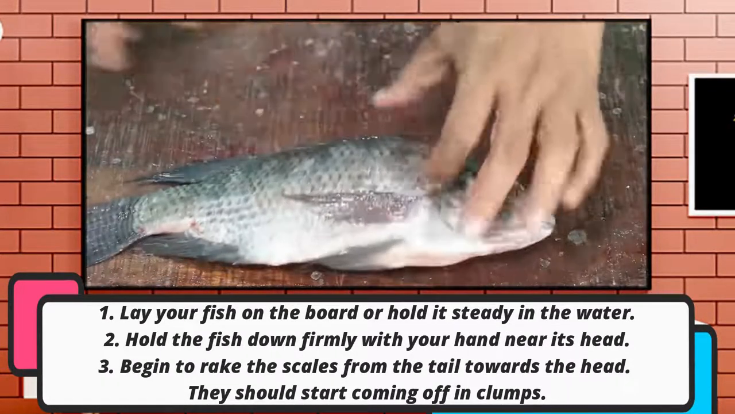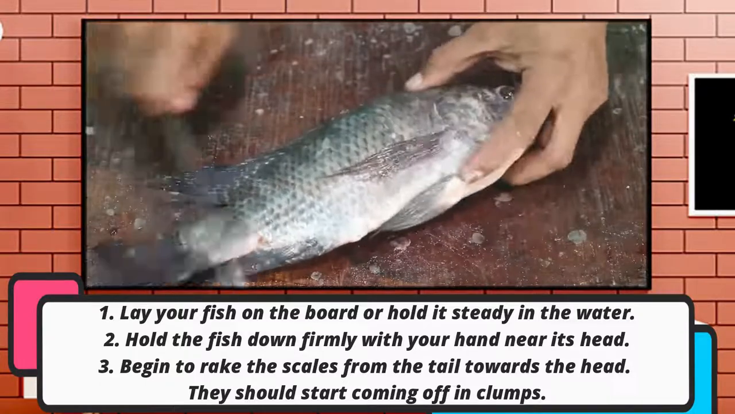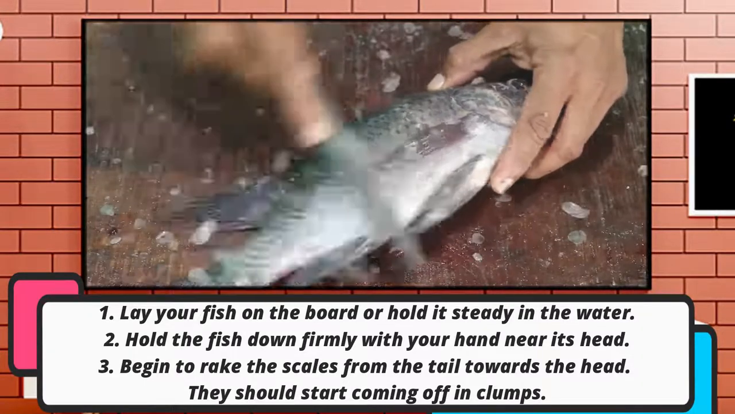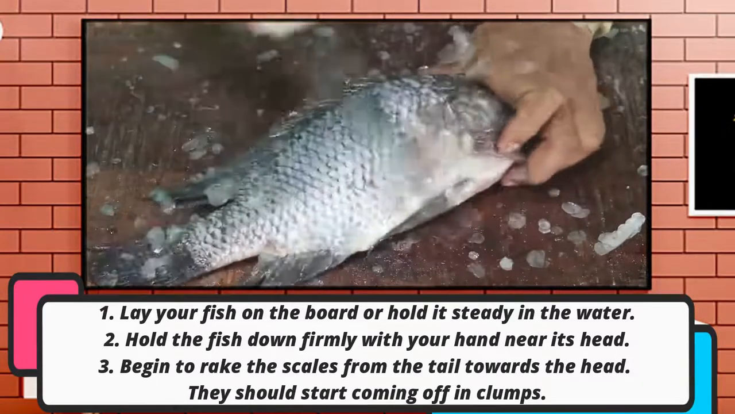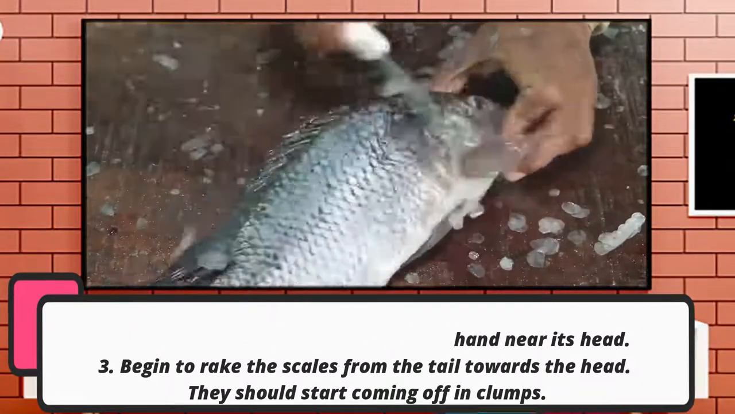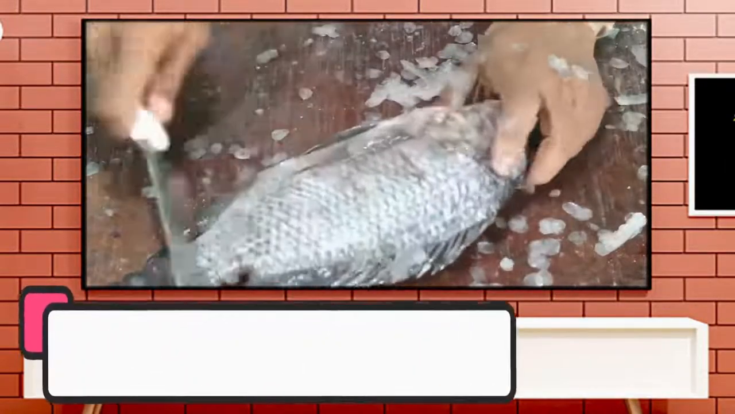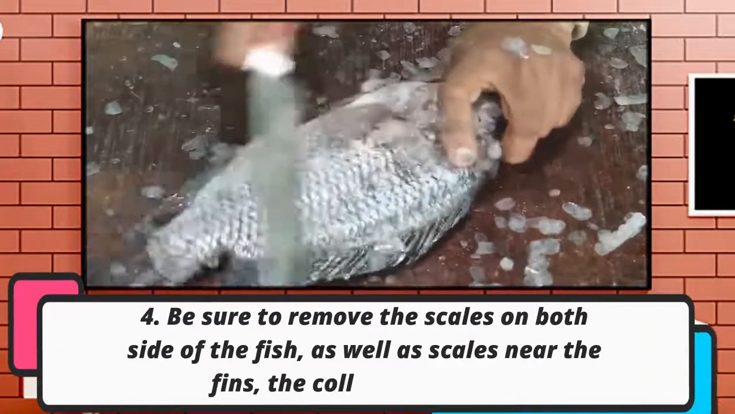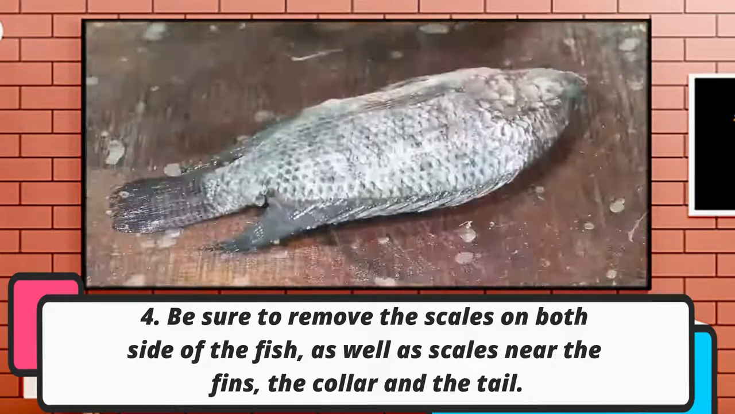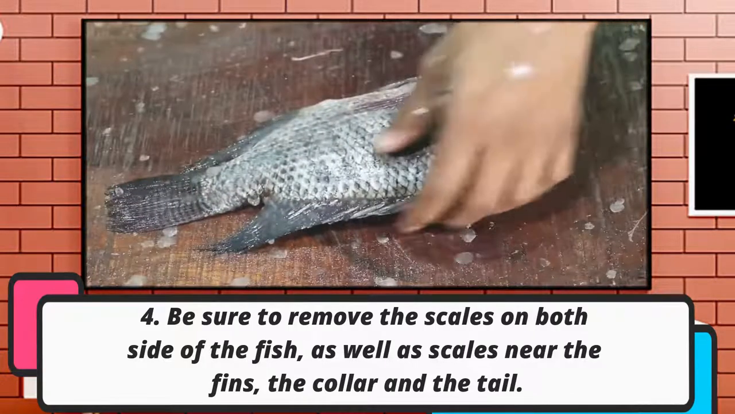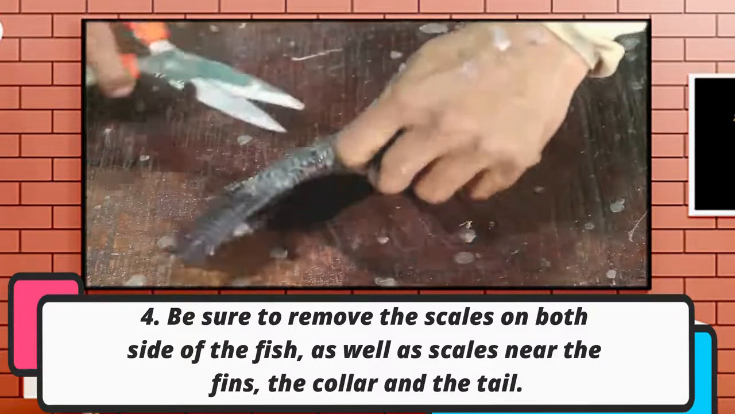Lay your fish on the board or hold it steady in water. Hold the fish down firmly with your hand near its head and begin to rake the scales from the tail towards the head. They should start coming off in clumps. Next, be sure to remove the scales on both sides of the fish, as well as scales near the fins, the collar, and the tail.